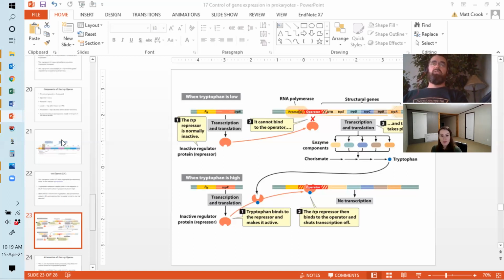Okay, so the trp operon has its fine tuning mechanism, which is called attenuation. I'm going to write some of this stuff up. And this, as I've been hinting at a whole bunch in the last section, relies on the coupling of transcription and translation.